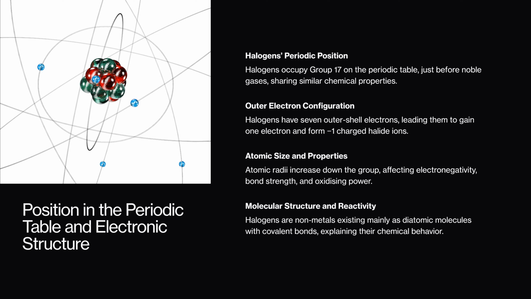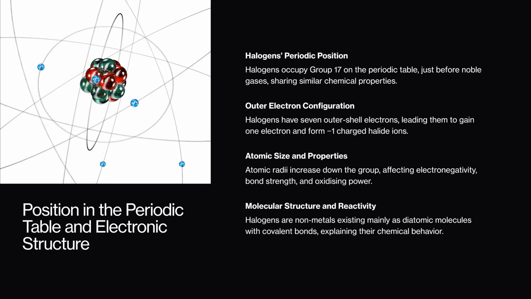All halogen atoms have 7 electrons in their outer shell, giving them similar chemical properties and explaining why they are grouped together. For example, fluorine has the electronic configuration 1s² 2s² 2p⁵, while chlorine is 1s² 2s² 2p⁶ 3s² 3p⁵. This outer shell structure means halogens tend to gain 1 electron in reactions, forming halide ions with a -1 charge.